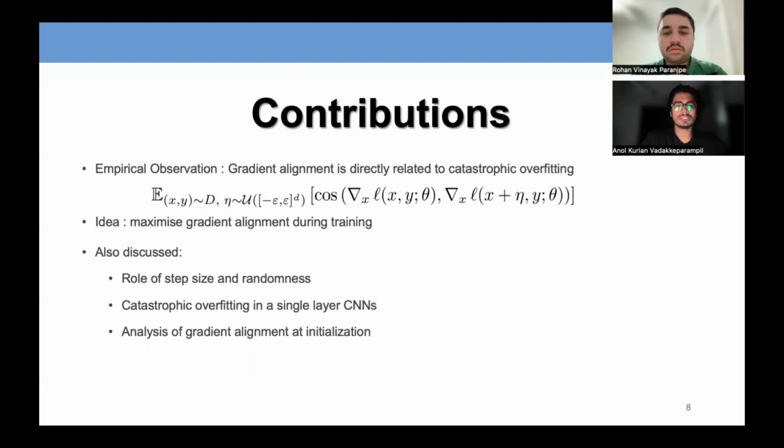The paper also discusses the role of step size and randomness. The paper also shows that catastrophic overfitting occurs in a single layer CNN, so it's not a property of complex networks only, and also analyzes gradient alignment at initialization.